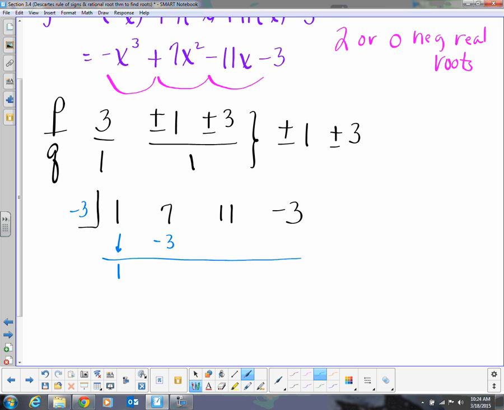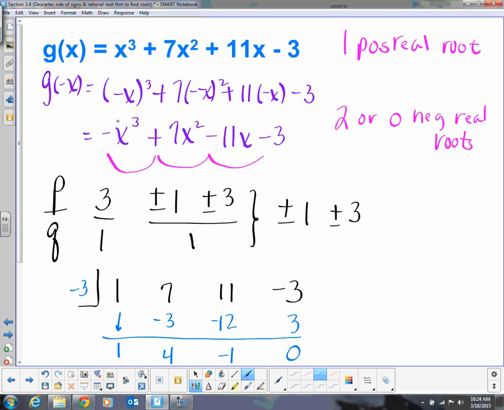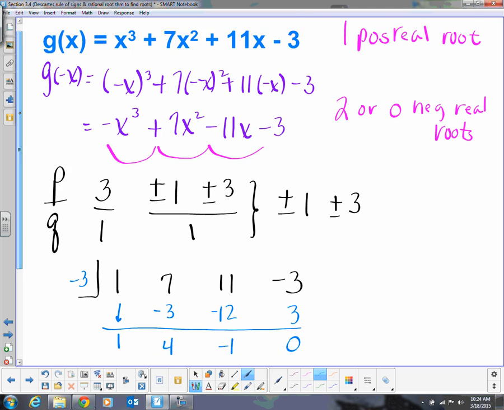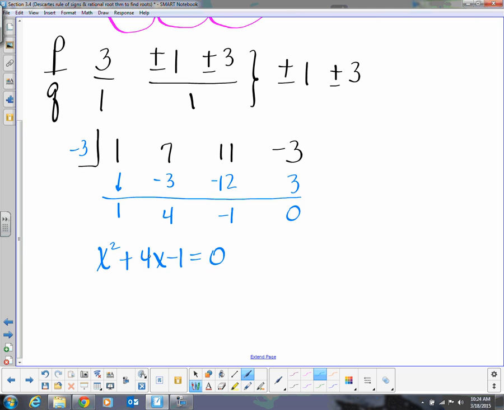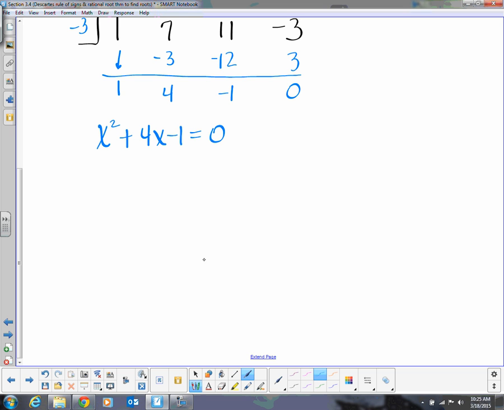One, negative 3, 4, negative 12, negative 1, 3, 0. So maybe I lied. All right, so let's see what we have. We've got x squared plus 4x minus 1 equals 0. There just went out the rule, Descartes' rule of signs. Negative, positive, negative, negative. 1 change, 2. Okay, I don't know why that failed. However, is that factorable? Seriously?